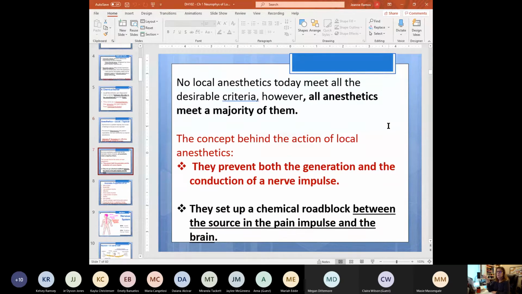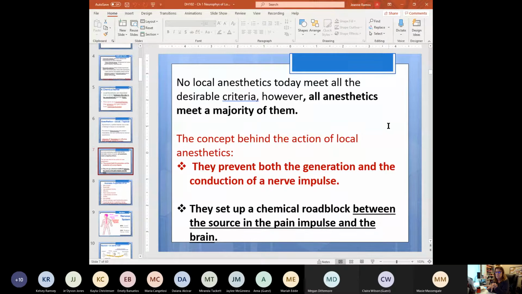So we have desirable effects that we want in a topical, and none, even lidocaine, doesn't meet all of the desired effects, but a majority of the anesthetics that they have, most of them meet a majority of the good, desirable effects that we want to have.